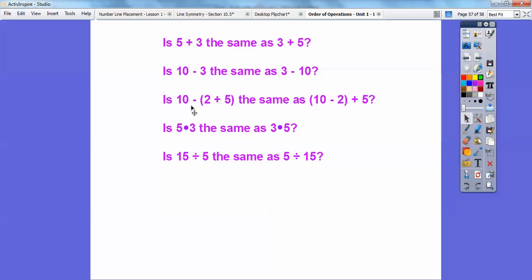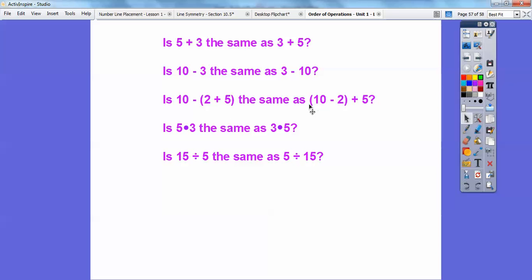How about this? Is 10 minus the quantity 2 plus 5 the same as...? I got to do this first. 2 plus 5 is 7. 10 minus 7 is 3. Over here, is it the same as if I move the parentheses to the 10 minus 2? 10 minus 2 is 8. 8 plus 5 is 13. 3 does not equal 13, so this does not work.